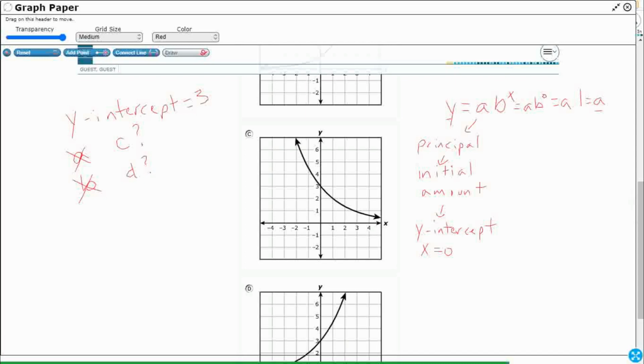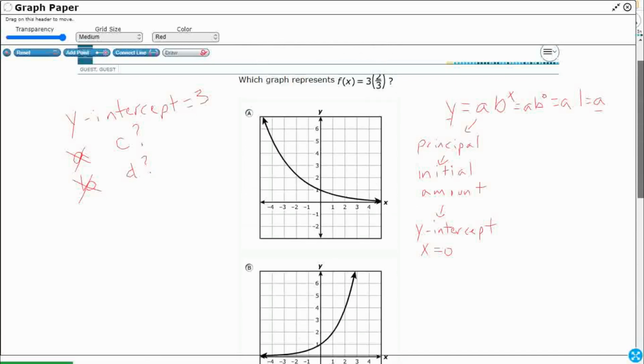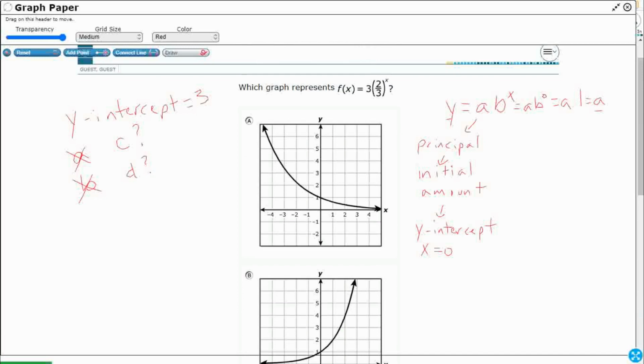Now, let's take a look at this B term, because that's also very descriptive for us. This B term is your rate, and it is going to be a growth rate if it is greater than 1, it is going to be a decay rate if it is less than 1. So this one is less than 1, so it's going to be a decay rate. But we know what these graphs look like, from left to right, a growth rate.